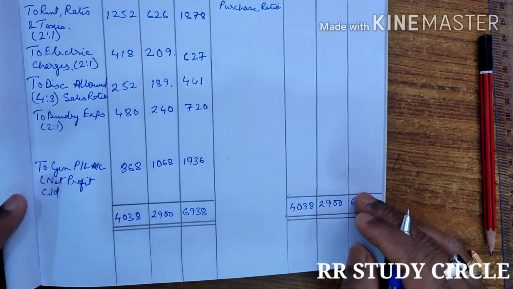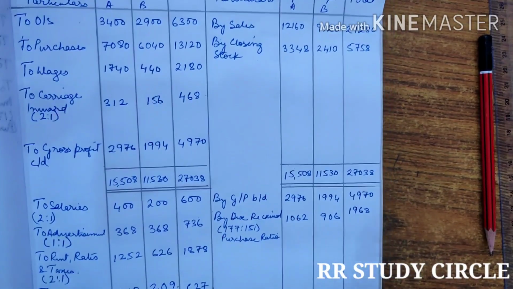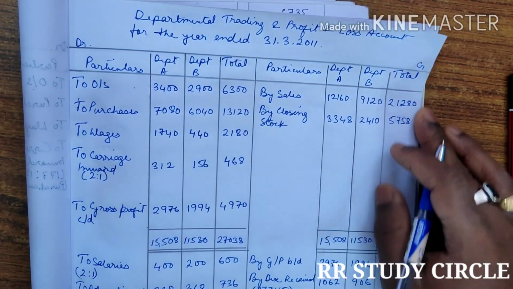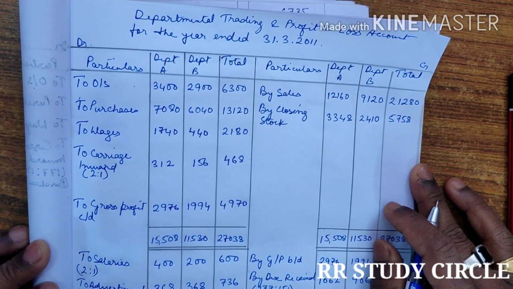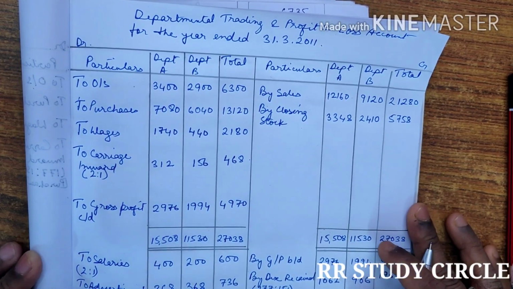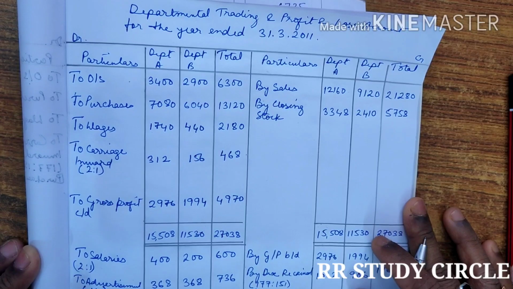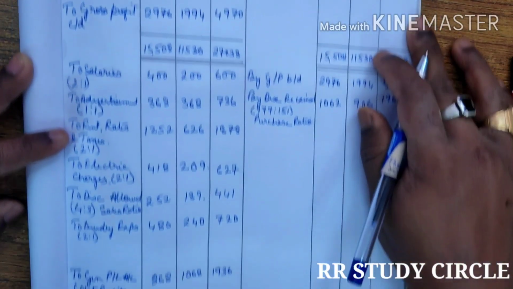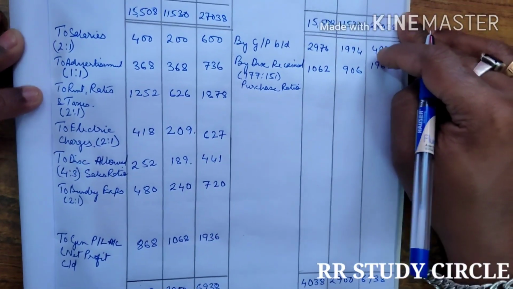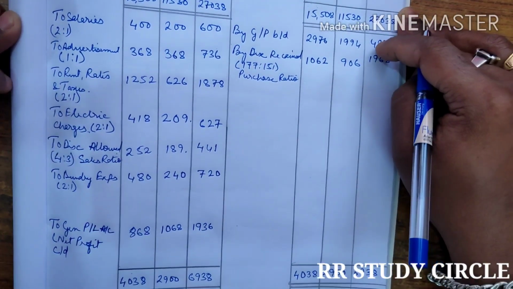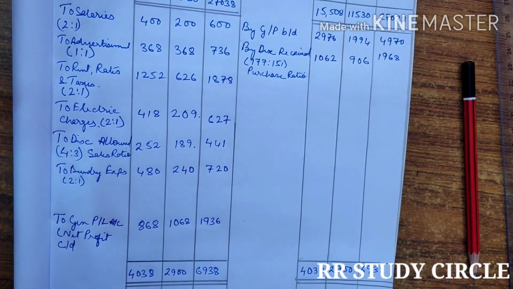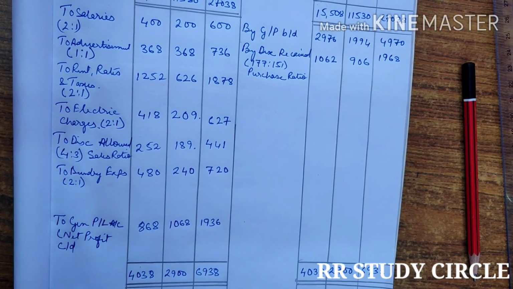I hope you have understood the problem properly. You can have an overall look. I am going through it once again. This is the departmental trading account. If you want, you can also take a screenshot of the same. Next comes the departmental profit and loss account. I hope the concept of preparation of departmental trading and profit and loss account is very much clear.